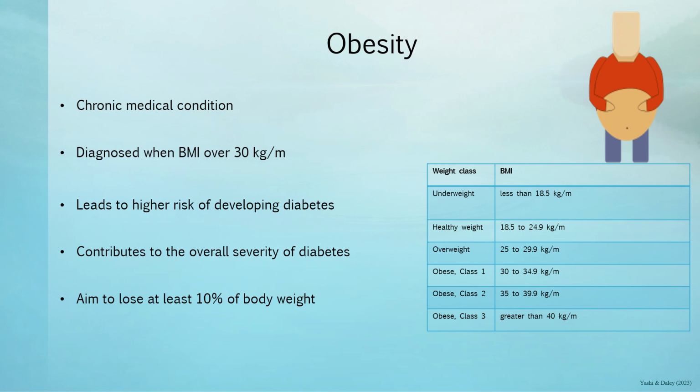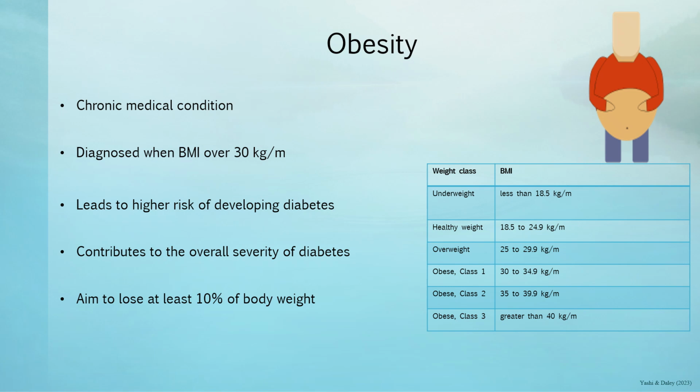The first risk factor we're going to look at is obesity. And as I said on the prior slide, obesity is the number one risk factor for the development of type 2 diabetes. It is diagnosed when you have a body mass index over 30.